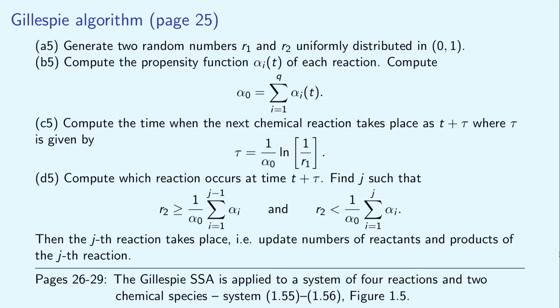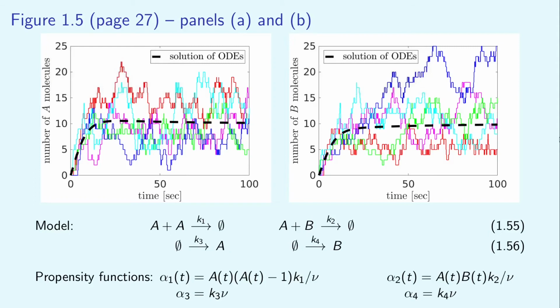In lecture 1, we considered a simple chemical reaction example, the production-degradation system, with two reactions. Substituting their propensities in the Gillespie SSA, we obtain the SSA A3D3, which we implemented in lecture 2. In this lecture, we consider a more complicated example of two chemical species, A and B, which are subject to four chemical reactions. The Gillespie SSA is applied to this system on pages 26 to 29, with our results presented in Figure 1.5. Figure 1.5 has four panels. The first two panels, A and B, show the results of 5 realizations of the Gillespie SSA.